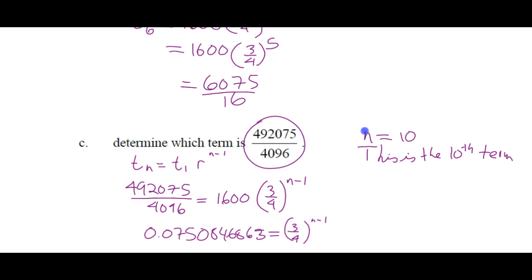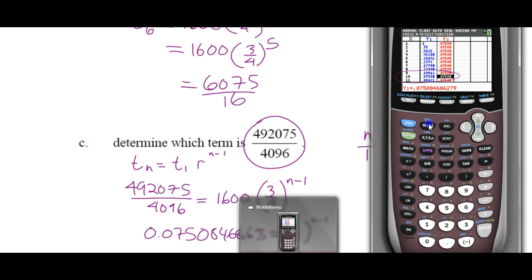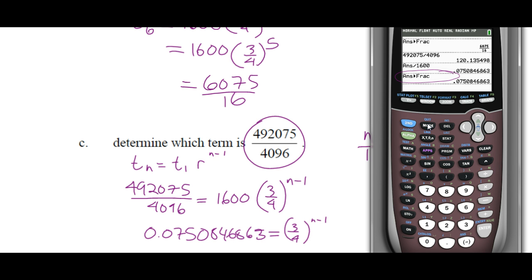I'm just surprised the calculator wouldn't give us 10. Let's just see. So let's quit out of that. So if we went 1600 times 3/4 to the n minus 1, that will be to the power of 9, right? There's that, 1600. Oh, right, which I guess is that.